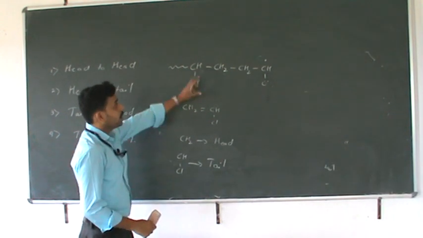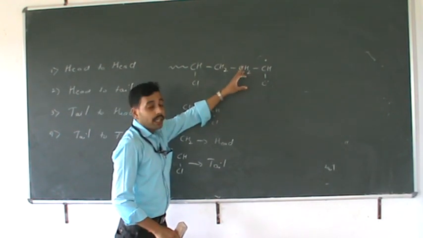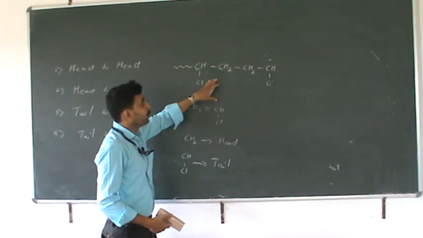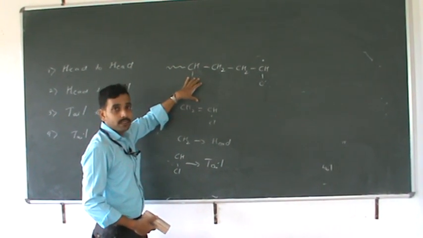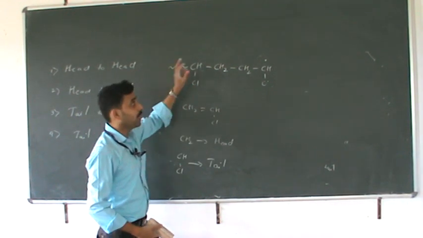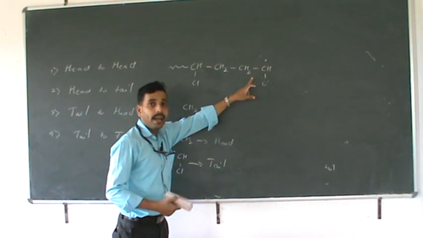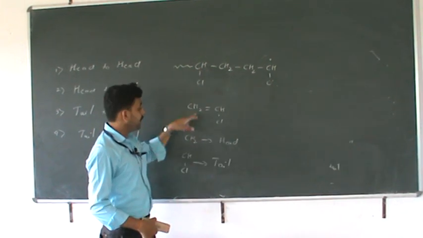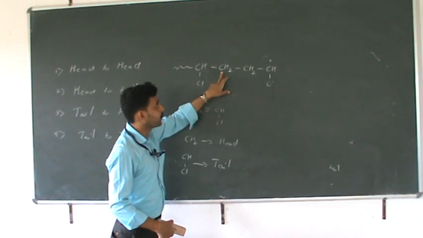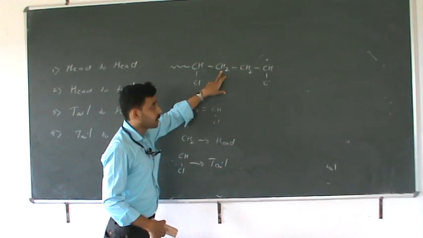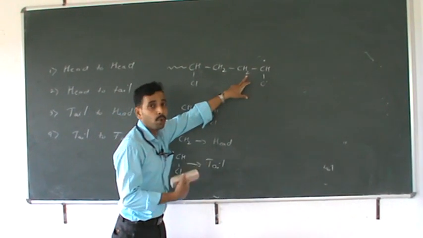Means the head of the fresh added monomer to the tail of the growing polymer chain, or in the first case, head to head means the head of the fresh monomer added to the head of the growing polymer chain. Here CH2 is the head group, that is, the head of the growing polymer chain and the head of the fresh monomer.